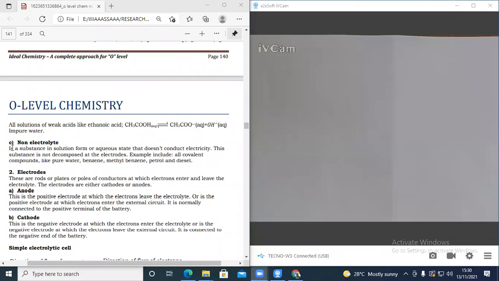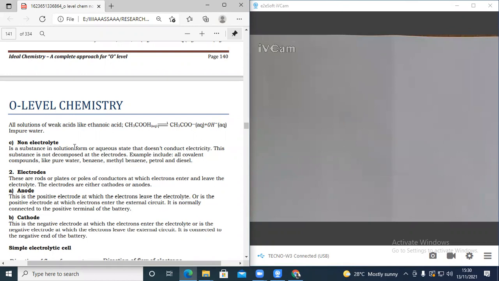That's what we mean by none. It does not conduct electricity. So examples include pure water, benzene, methyl benzene, petrol, diesel. All these don't conduct electricity. Benzene is an organic compound. Methyl benzene, all these are organic compounds.